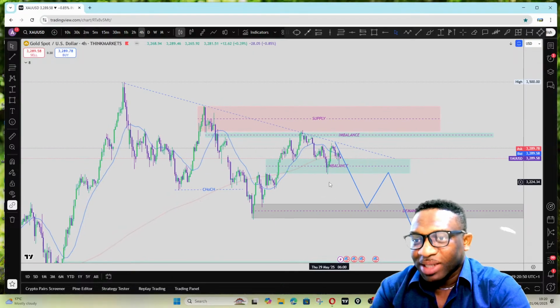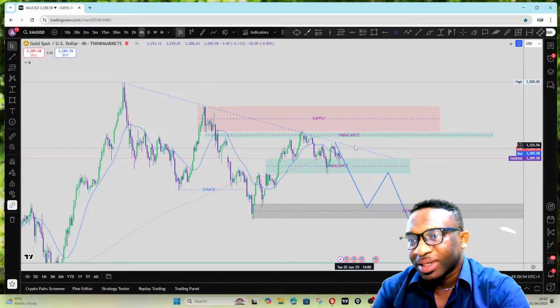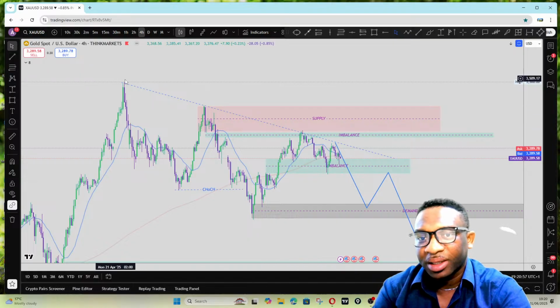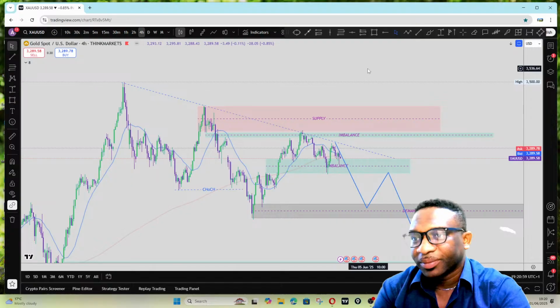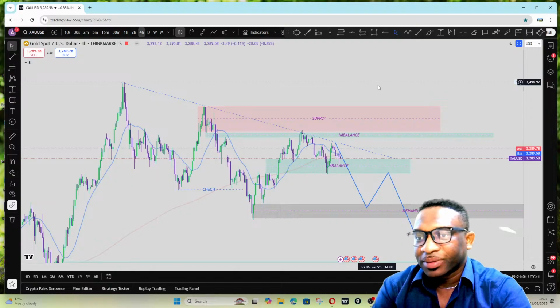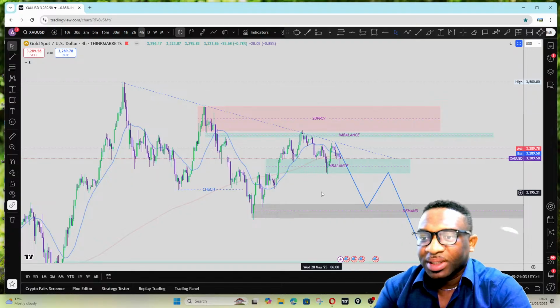What could otherwise happen is price could break above this area, come back for a retest, and then shoot up again to clear the liquidity here, creating a new high. So as I said, we trade what we see.